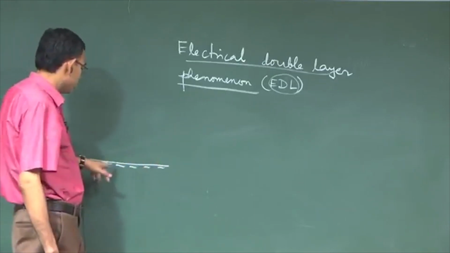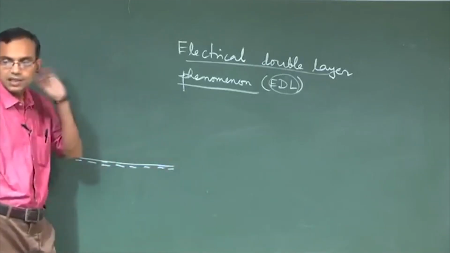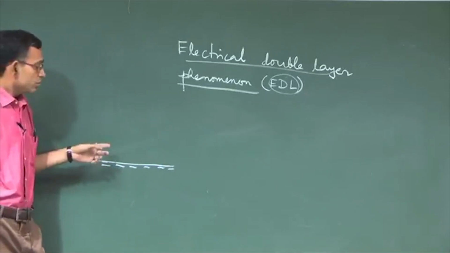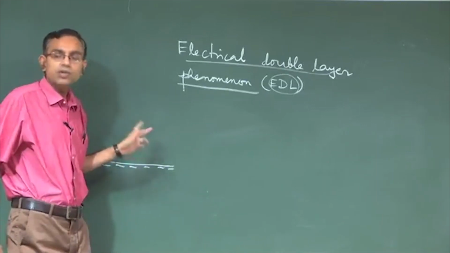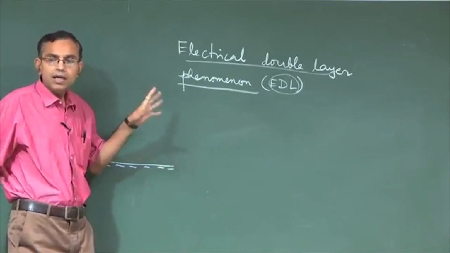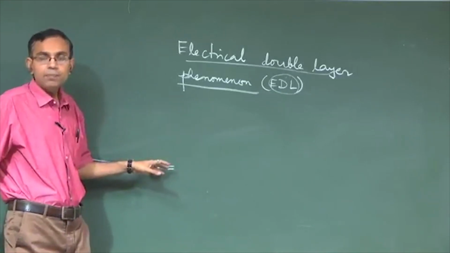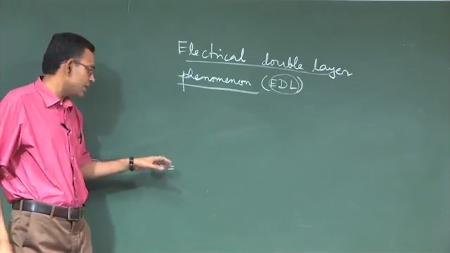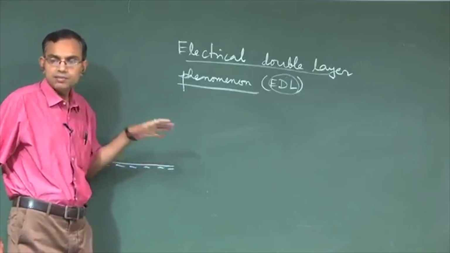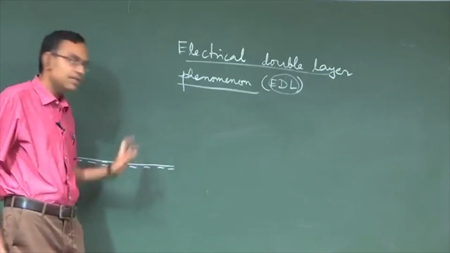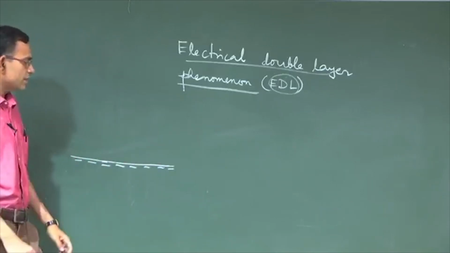Let us put some 1, 2, 3, 4, 5, 6, 7, 8 units of negative charge, just as an example. This negative charge is not sacrosanct; it could be positive, it could be 0. Everything can be played with by changing the pH of the solution. If the pH is such that the charge here is 0, then that is called the point of zero charge. There is no charge at the surface. So, let us say that this is the charge at the interface.